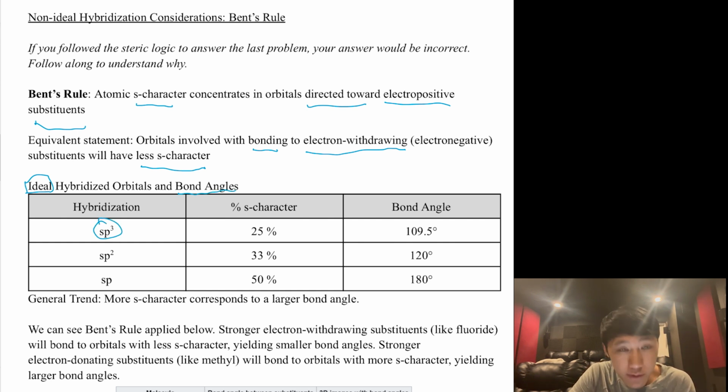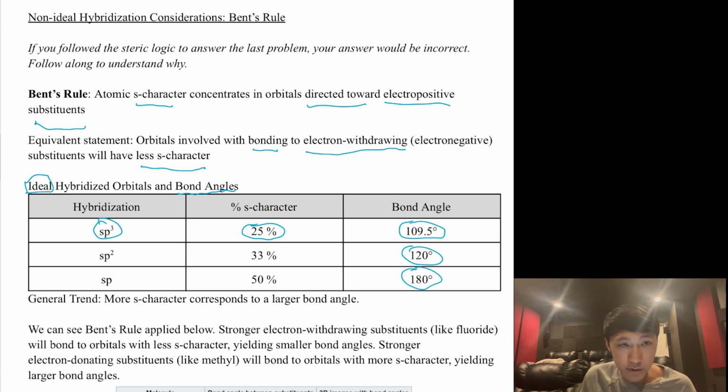So an sp3 orbital has one s orbital and three p orbitals, which means its s character is 25%, right? 1 out of 4. And the ideal angle is 109.5 degrees. sp2, there's one s orbital and two p orbitals, so 33% s, and that gives us 120 degrees. sp is going to be 50% s character and a 180 degree bond angle.